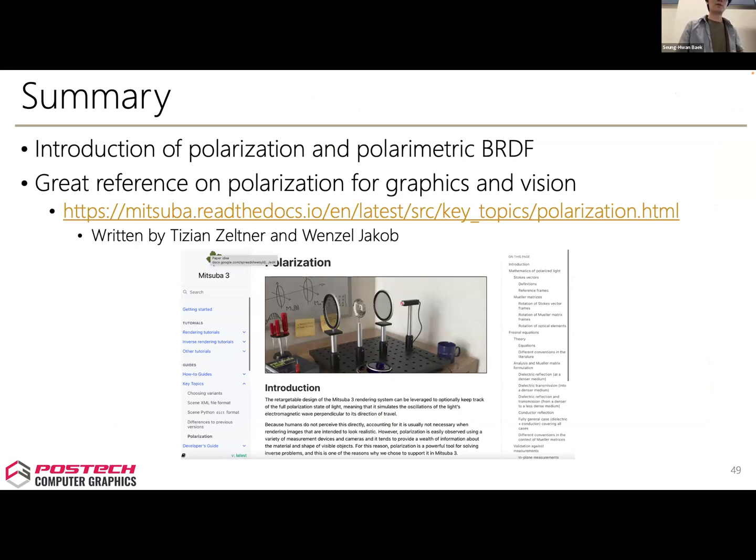Before concluding my talk, I'd like to recommend that you also check out this great resource on polarization for graphics and vision. My friend Tizian made this really nice tutorial, or kind of blog posts, on there, the Mitsuba description. That could also be helpful for a deeper understanding of polarization, especially for computer graphics. And that's it for my presentation.